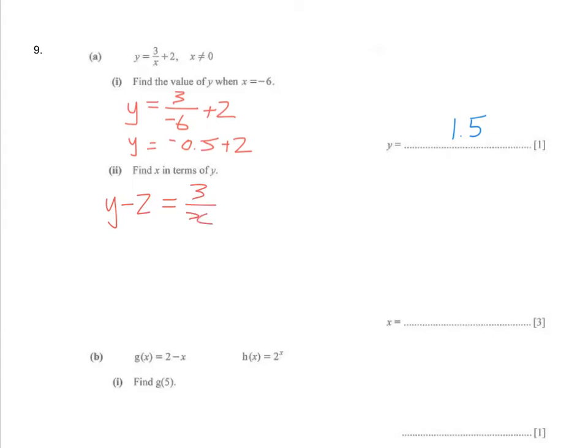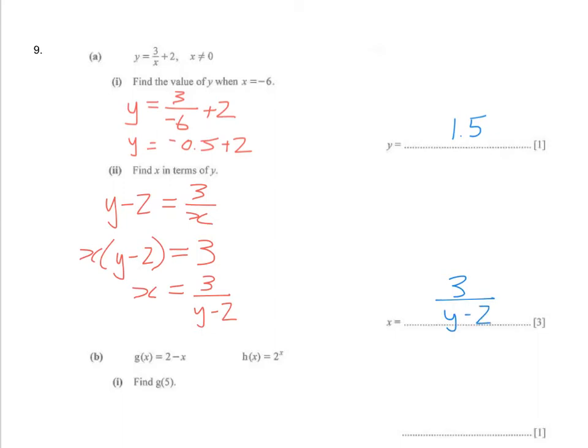Now if I multiply both sides by x, I get x multiplied by y minus 2 gives us 3, and then dividing by y minus 2, I get this, which is my answer, or one of the possible answers. There are a few different ways you could have written this, but this is how mine came out.